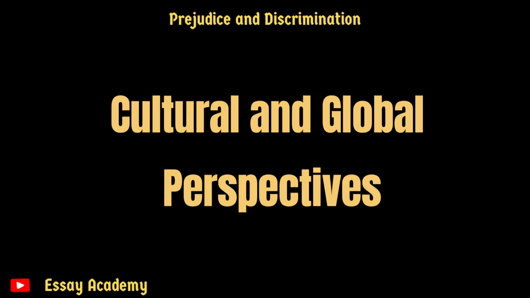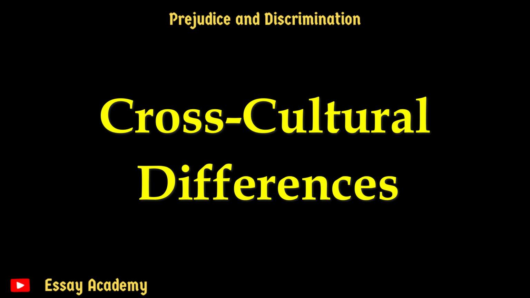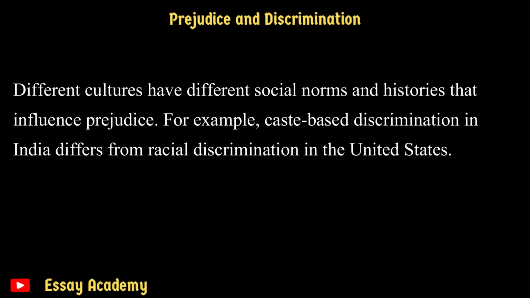Cultural and global perspectives. Cross-cultural differences. Different cultures have different social norms and histories that influence prejudice. For example, caste-based discrimination in India differs from racial discrimination in the United States.